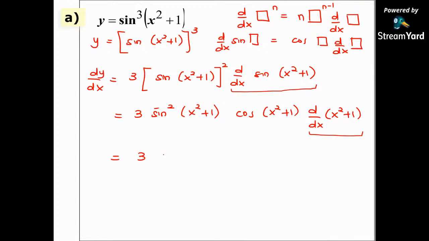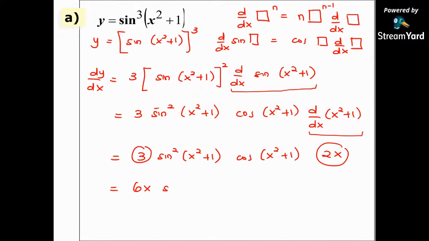So this is 3 sine squared of x squared plus 1, multiplied with cos of x squared plus 1, and then differentiating the inside gives you 2x. So we have 3 times 2x, which becomes 6x sine squared of x squared plus 1, multiplied with cos of x squared plus 1. Alright, so that is how we do A. Now let us see B.